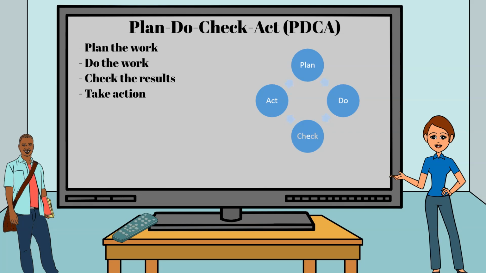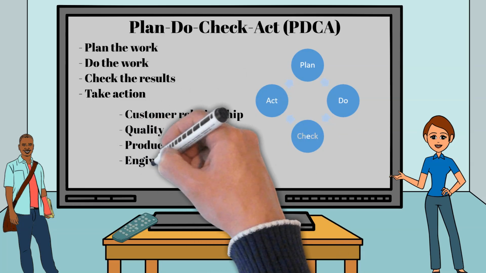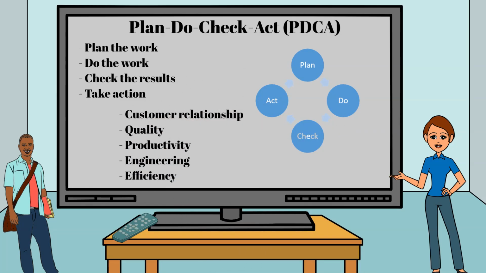For example, to customer relationship, quality, productivity, engineering, efficiency, or even to personal projects. PDCA sometimes is read as plan, do, check, adjust, and in a way, acting based on the results and checking is adjusting. But sometimes it could also mean complete redesign or rethinking, or even redefining the problem.